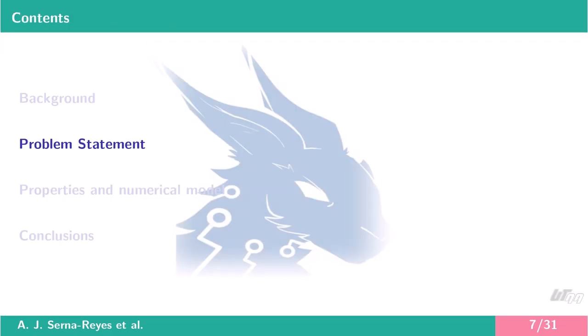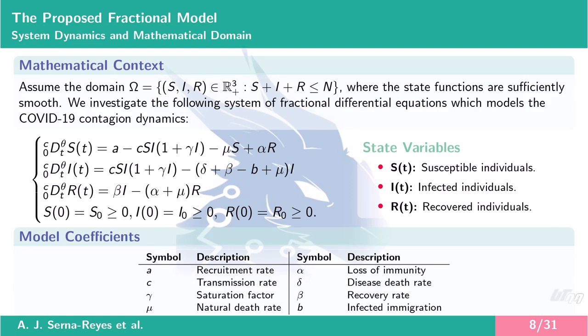With these tools in mind, we can now present the proposed model. Here we introduce the proposed fractional SIR type model for COVID-19 dynamics. The system tracks the interaction between three compartments: susceptible, infected, and recovered individuals.